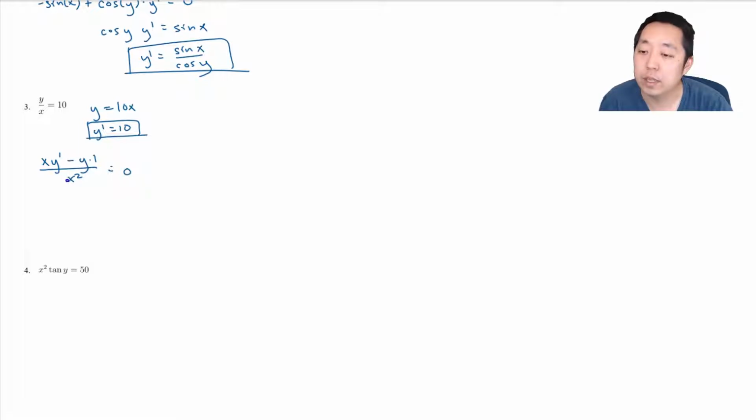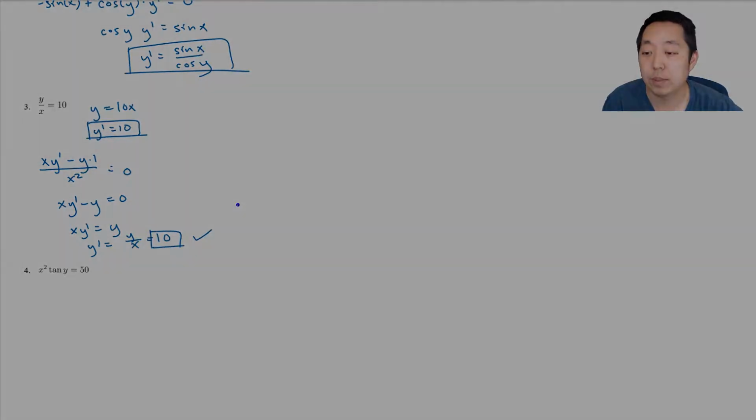Okay, and then really this part has to be 0. So x y prime minus y has to equal 0. I can multiply through by x squared, if you want to think of it that way. And so x y prime is equal to y, and so y prime is equal to y over x. And you might say, well, that's not equal to 10, but y over x is equal to 10. Right? So it's the same thing.